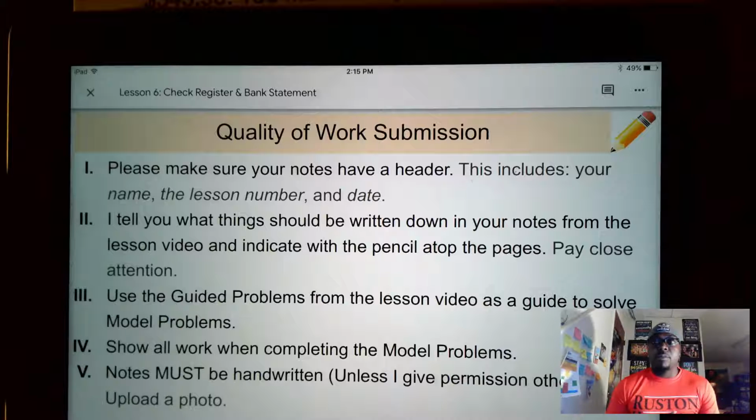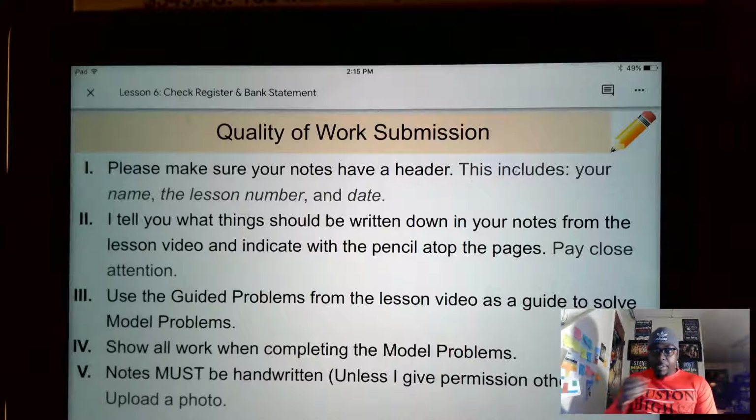The guided problems are there to help you to solve the model problem, so make sure you watch the video keenly before you do that. Our work must be shown. I do not just want to see the answers. And the notes must be handwritten, unless I give you permission to do otherwise.